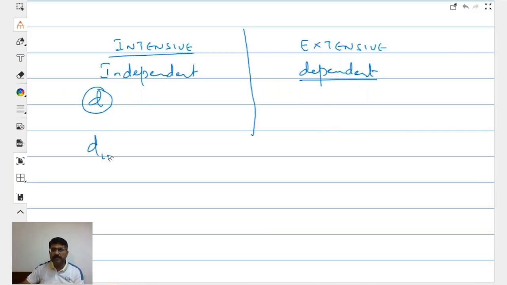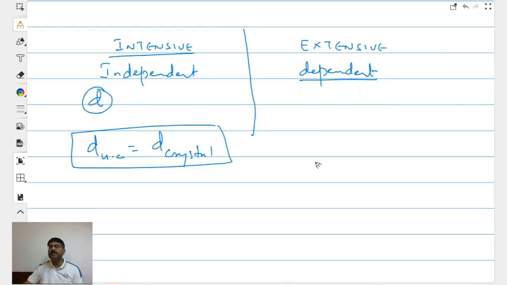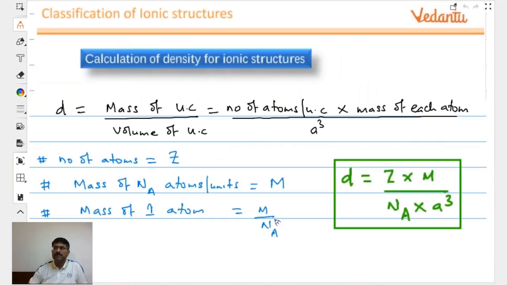So the density of the unit cell is going to be the density of the crystal or crystal lattice. That is my idea. So if we can calculate the theoretical density of the crystal, we can know the density of the unit cell, or vice versa. Temperature is also an intensive property. Temperature, EMF, refractive index, pressure, there are many intensive properties.